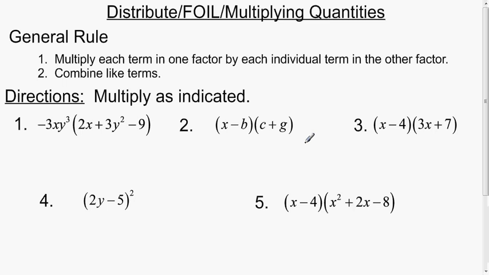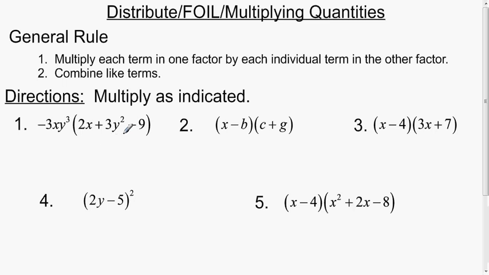Okay, we're going to take a look at distribution, foiling, and multiplying quantities, and I've lumped them all together here because they're really very much related. They're really at the root the same process, and I'm going to talk about this from this general rule here, where we're going to try to multiply each term in one factor by each individual term in the other factor. Factors are things being multiplied together. Okay, so terms are expressions separated by plus or minus signs.